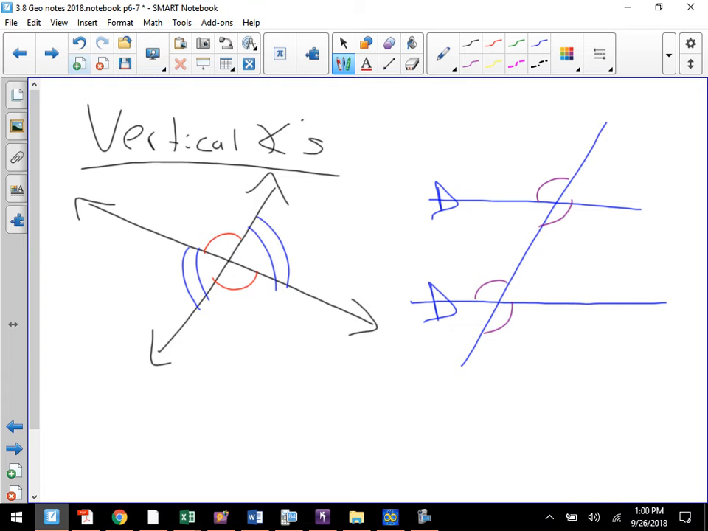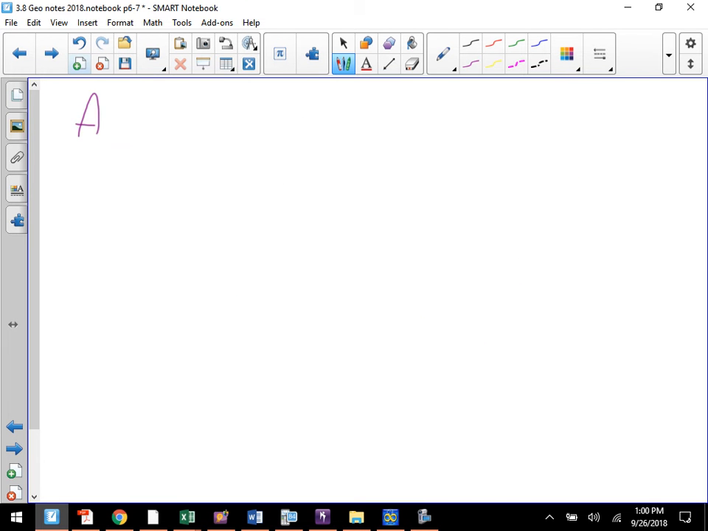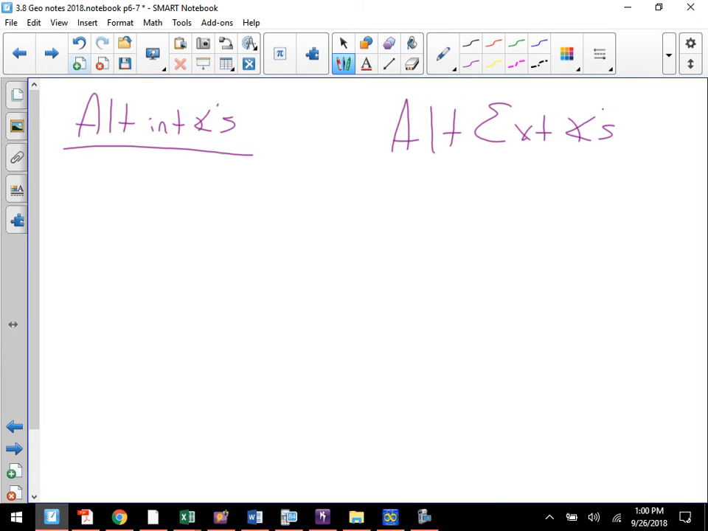Okay. So going back to the angle pairs, those four types that we had, one of them was alternate interior, which meant we had alternate exterior. Then we had corresponding.